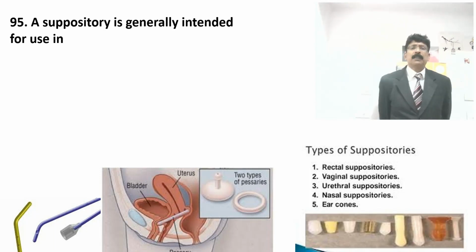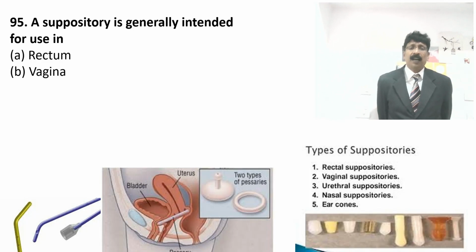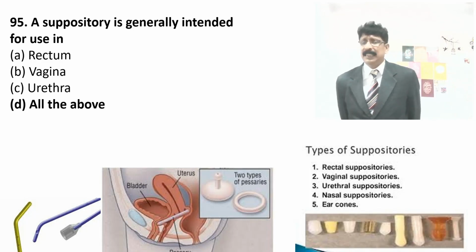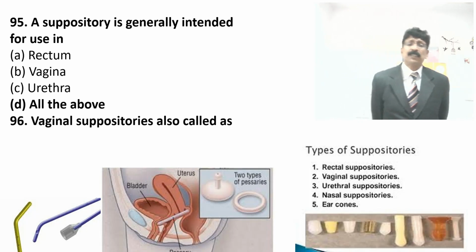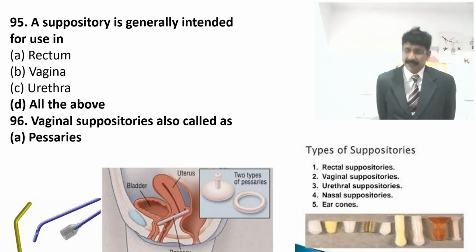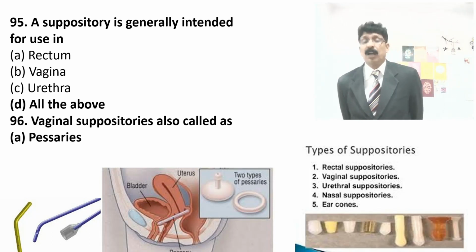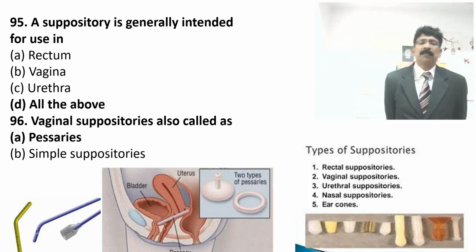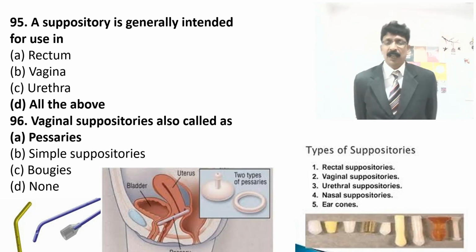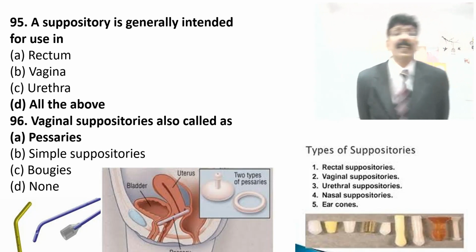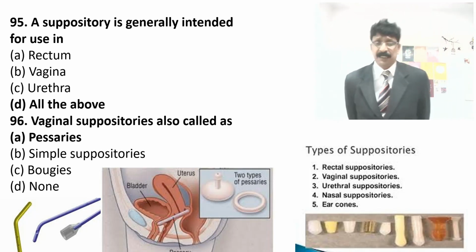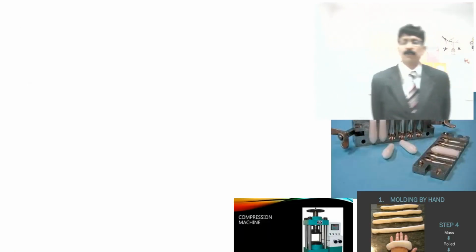A suppository is generally intended for use in the rectum, vagina, urethra, so it is all the above, nasal, ear, everywhere. A vaginal suppository is also called pessaries. Remember that. Simple suppositories, no. Bougies, no. Bougies means liver-like, that is, long thin things inserted into cavities. That is not a vaginal suppository.